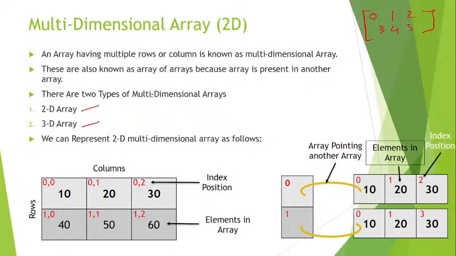Here in the second line, it says these are also known as arrays of arrays. Why do we say it's an array of arrays? Because this is nothing but an array, it represents the array, and inside that you will see another array. This curly brace represents the main array, and inside that you see another array. So arrays within arrays are known as a multi-dimensional array.